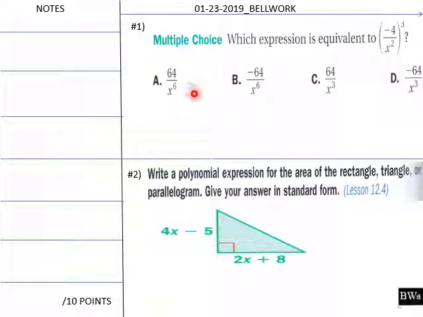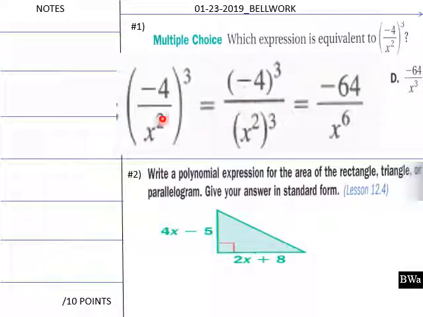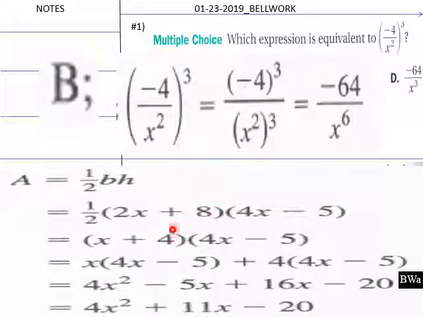Okay, welcome back for our solutions here for today's spell work. The equivalent expression will be negative 64 over x to the 6th power, so it will be b for number 1. And then the area is 1/2 bh, and then we have our b times h here.